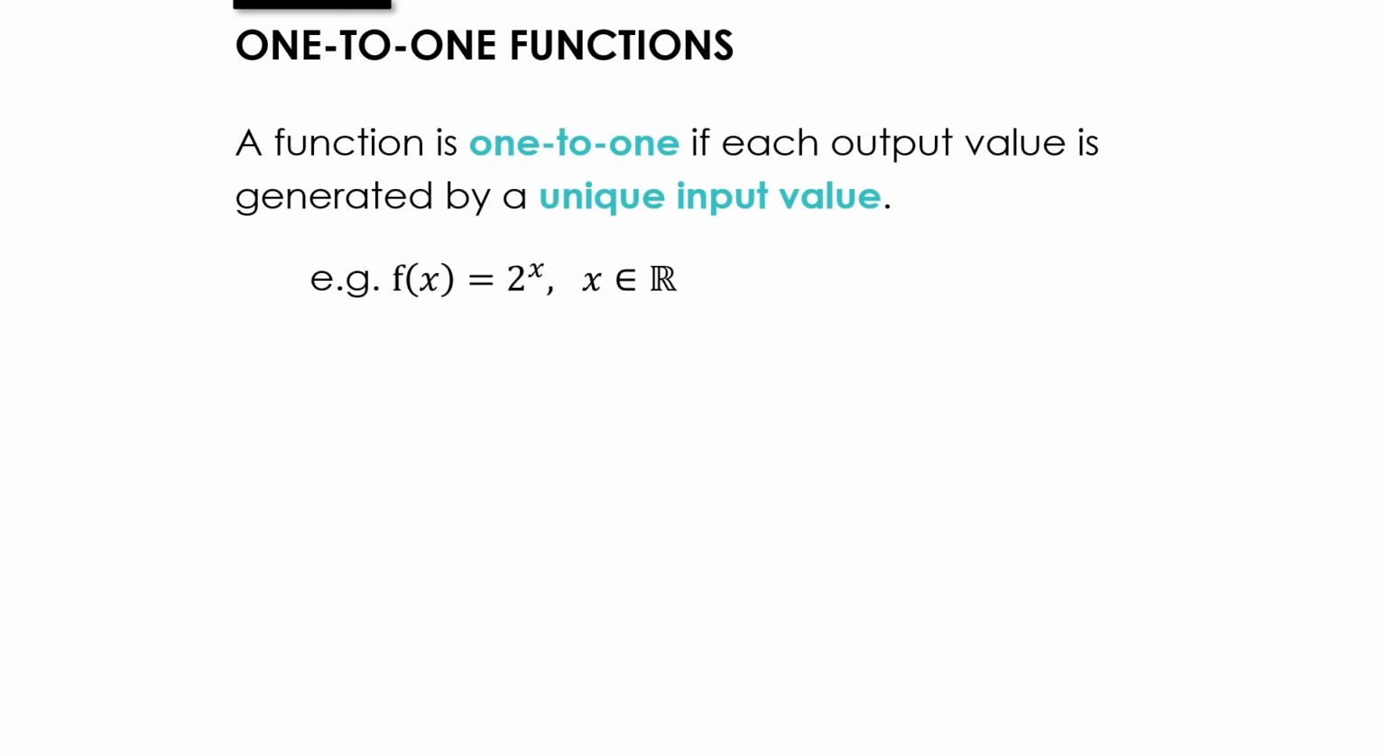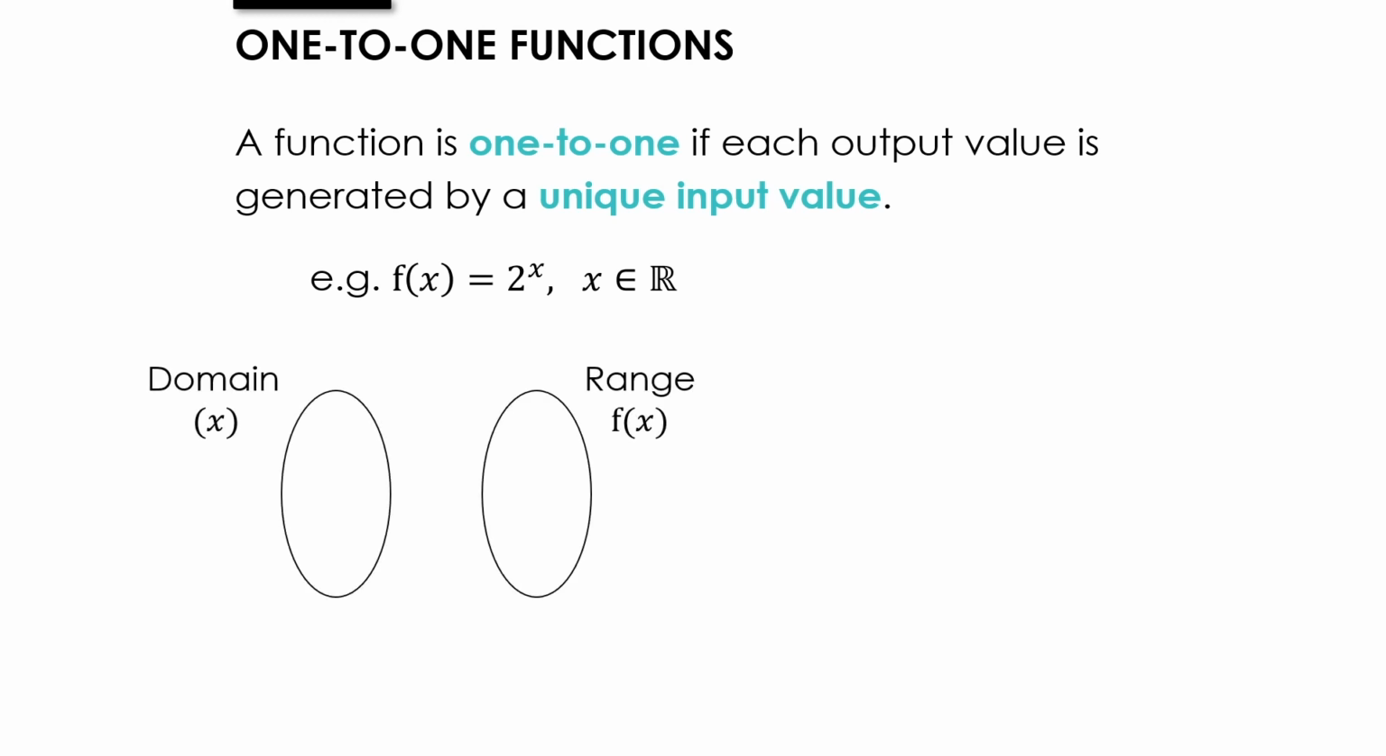f of x equals 2 to the power of x is a one-to-one function. If we draw a mapping diagram for it, we could take some input values. For example, 3. 2 to the power of 3 is 8. We could put in -1. 2 to the -1 is a half. And there are lots of other values that we could put into this function, but for every output we get, that must have been generated by a unique input value.